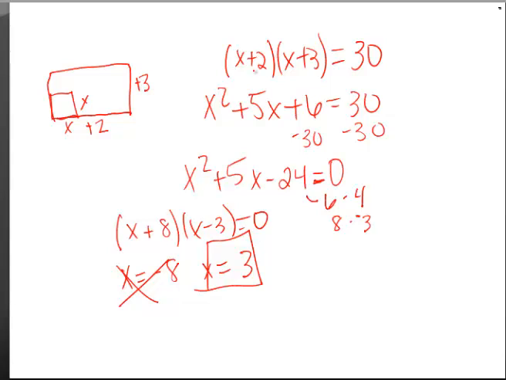Okay, and to check it, you can plug it back in. 3 plus 2 is 5. 3 plus 3 is 9. That's funny. 3 plus 2 is 5. 3 plus 3 is 6. That makes more sense, right? It's Monday. 6. 5 times 6 is 30. So that means that the answer is actually right, and I'm not just a moron.